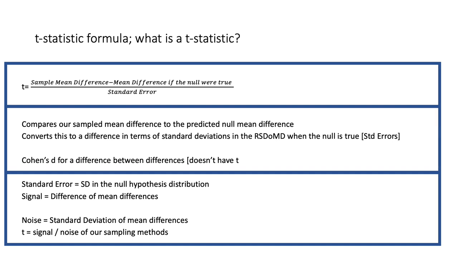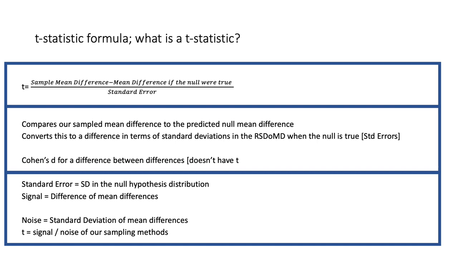But essentially, we're looking at a difference between the signal we found and the signal predicted if the null were true, divided by our standard error. Our standard error is the standard deviation in the random sampling distribution of mean differences if the null were true. So this is very similar to a Cohen's d, right? We're looking at our ability to see a difference from the null hypothesis given the noise in our sampling of means from the population mean difference when the null hypothesis were true.